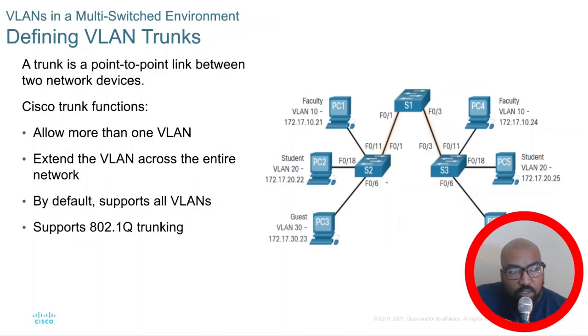Defining VLAN trunks. A trunk is a point-to-point link between two network devices. Cisco trunk functions allow more than one VLAN to be carried together, extending the VLANs across the entire network. By default, it supports all VLANs. It supports 802.1Q, which is trunking.